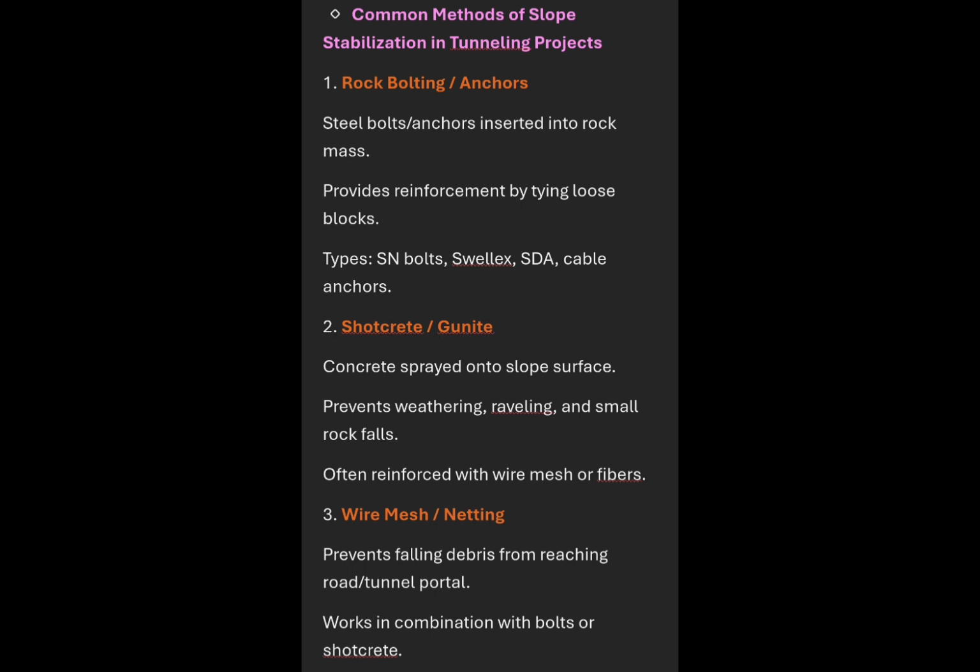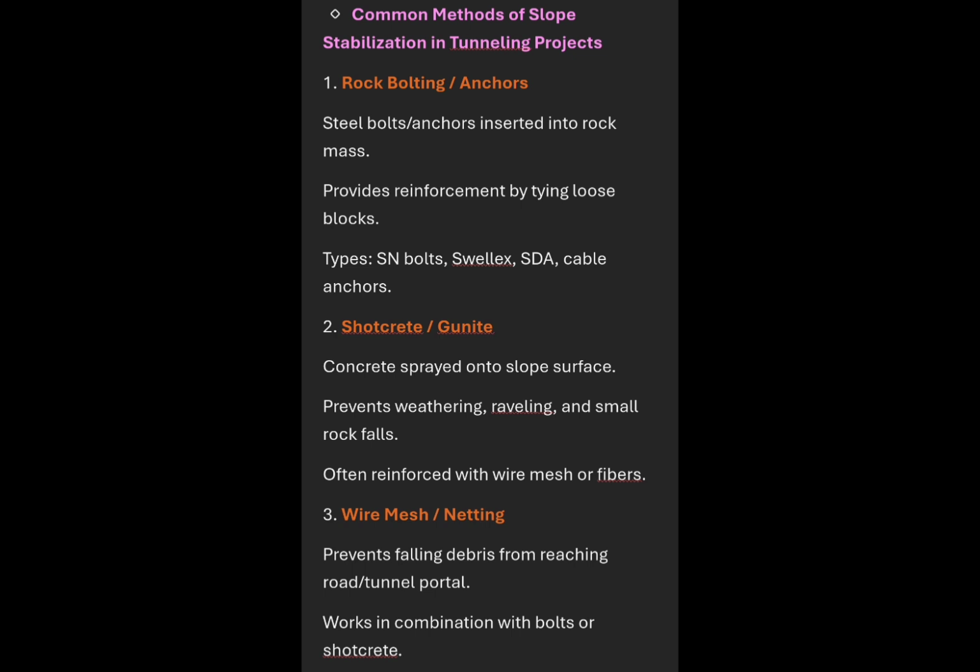Number one is supporting systems. First is rock bolting, or we can say anchors. These are steel bolts or anchors inserted into the rock mass. It stitches the rock masses together. It acts as reinforcement by tying loose blocks. There are different types of rock bolts. These are SN bolts, Swivel X bolts, SDA bolts, cable anchors.